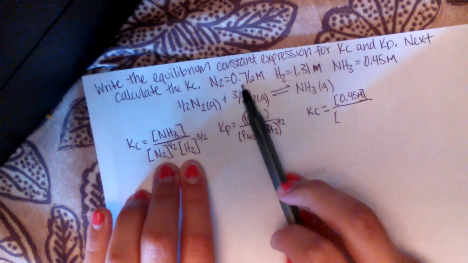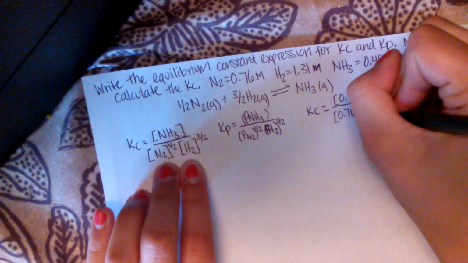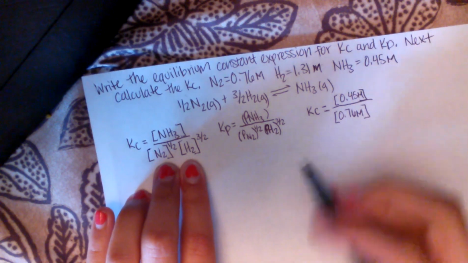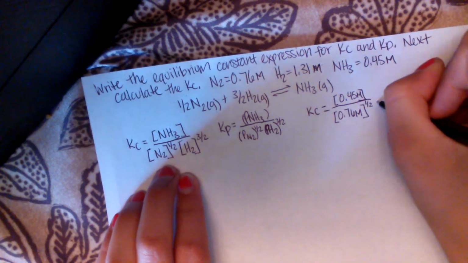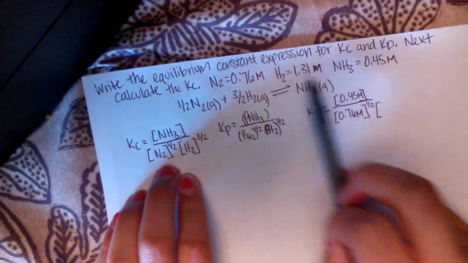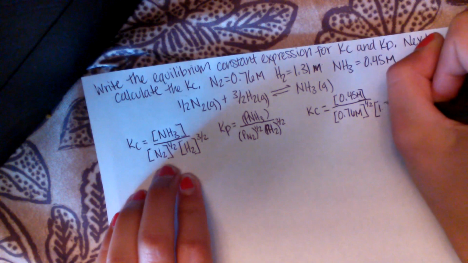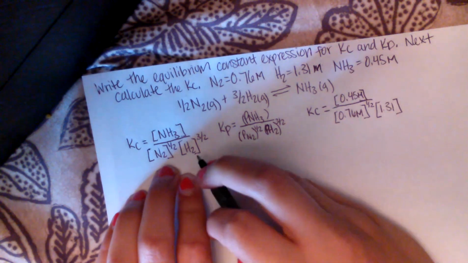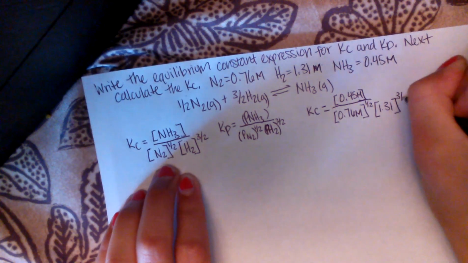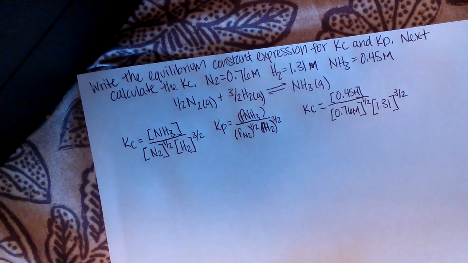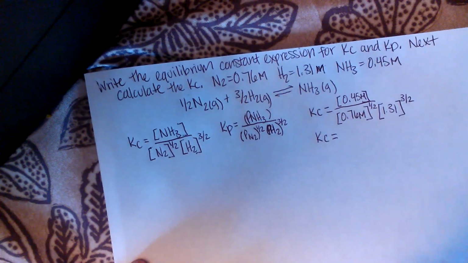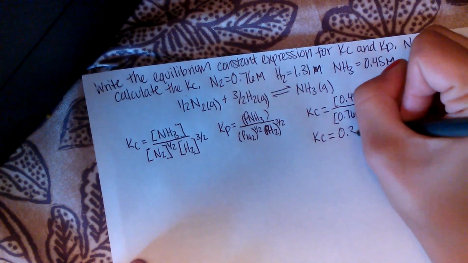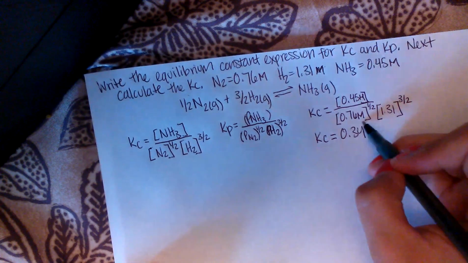So N2 is 0.76. And don't forget, you have a power of a half. And then you're going to put in H2, which is 1.31. Again, don't forget the power. And again, I'm doing everything in brackets because it's Kc. And you plug that into your calculator, pretty simple math. And you're going to get a Kc of 0.34. And that would be your answer.